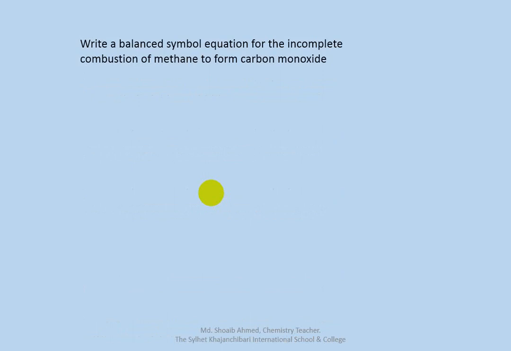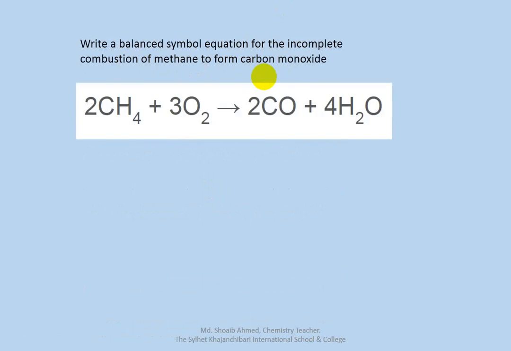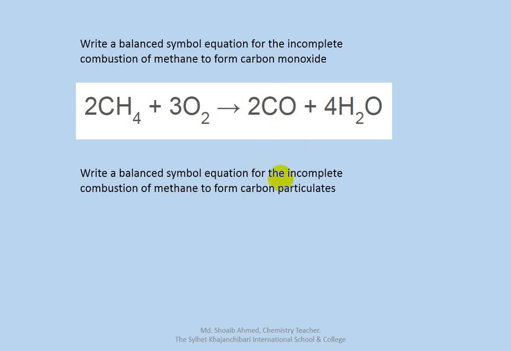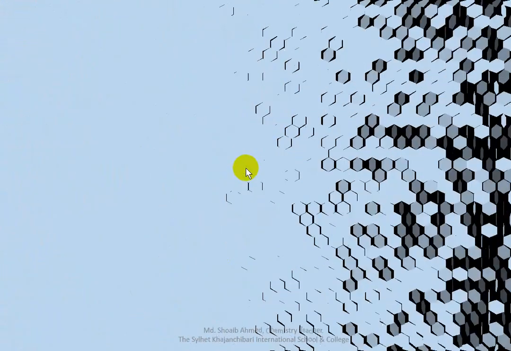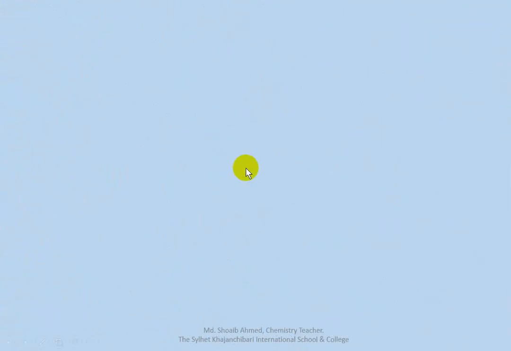Write a balanced symbol equation for the incomplete combustion of methane to form carbon monoxide. This is the balanced equation of incomplete combustion of methane to form carbon monoxide. Now write the balanced symbol equation for the incomplete combustion of methane to form carbon particulate. Carbon will form. This is the balanced equation for carbon. If the question says you can use carbon or carbon monoxide, either is fine. If not said, yes, it is.